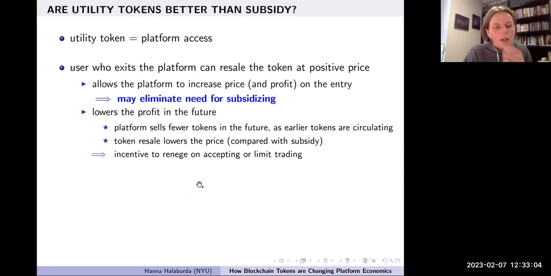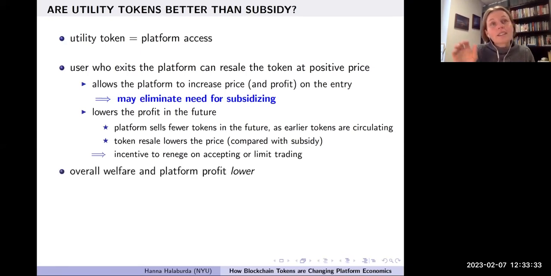Okay. So right now we have those two competing forces. We have higher profits in the first period due to tokens and lower profits in the second period due to tokens for the platform. So the question is, which way does it go altogether, right? When we sum it up, can it even out, or can it be that the first one outweighs the second, or the second outweighs the first one? So it turns out that the second will always outweigh the first one. So the overall profits for the platform will be lower. And moreover, the overall welfare will be lower.